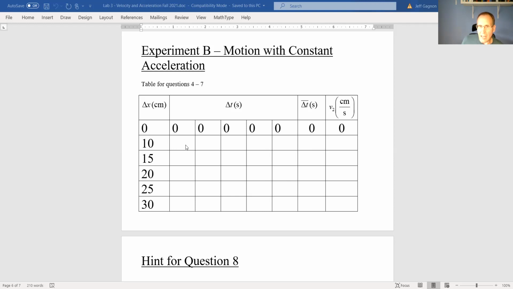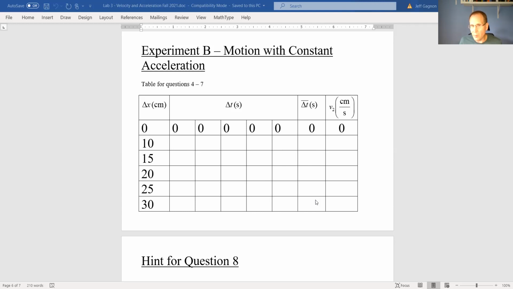Once you have this data, and by the way, if you're watching this because you missed class, please get the data from your lab partners. Or if for some reason you can't, contact me and I will get you some data that you can use. Okay, so you're going to average those 5 values, and this second to last column is simply the average time for each of those conditions.